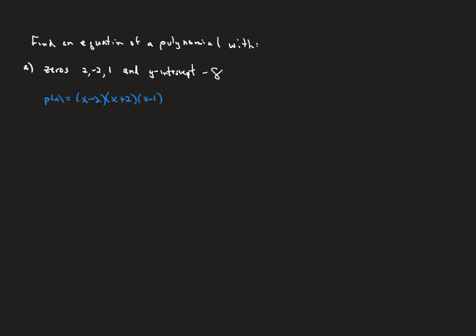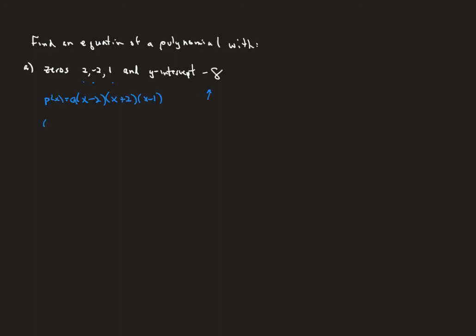Now, this is really a whole family of polynomials. So anything that has these factors as part of its decomposition is going to have those zeros, but it could have any constant in front and still satisfy that property that it has those three zeros. So that a could be a 1, it could be a 5, it could be a negative 2, and so on. To narrow it down, we're going to use our information about the y-intercept being negative 8.